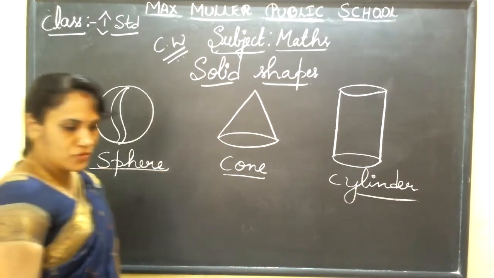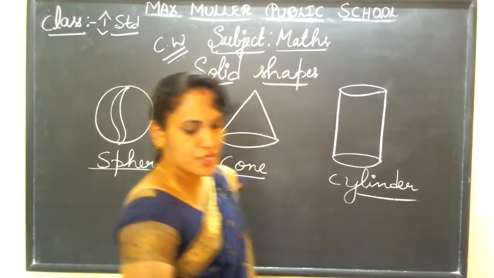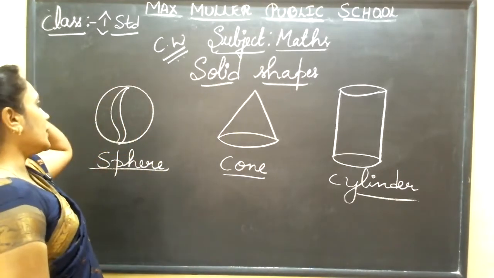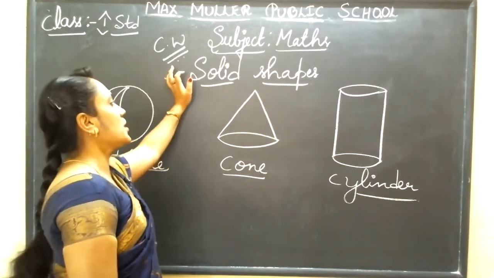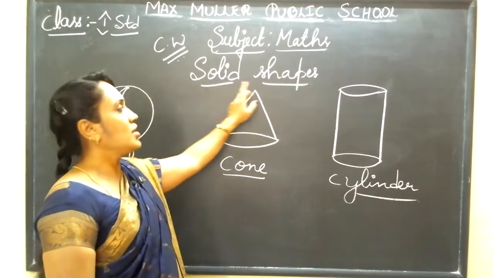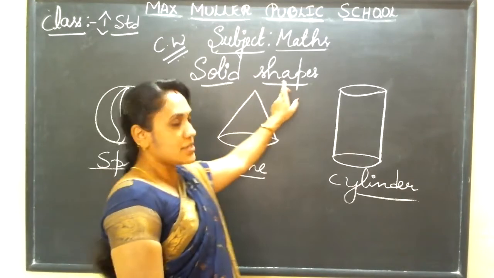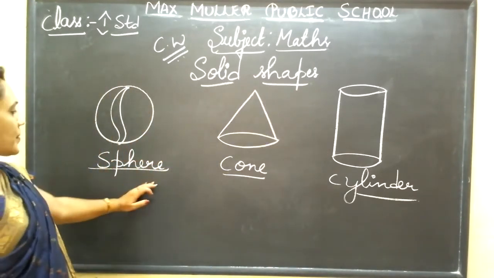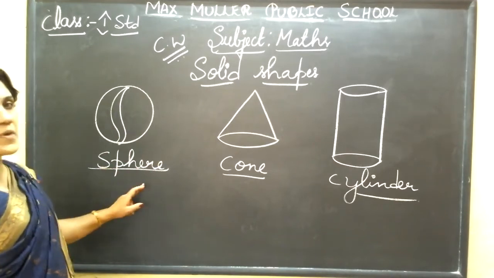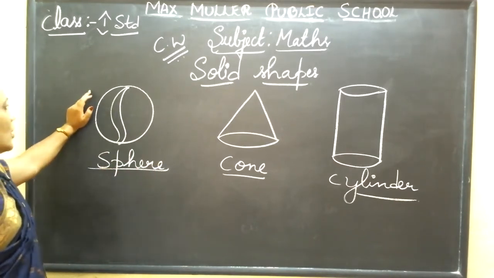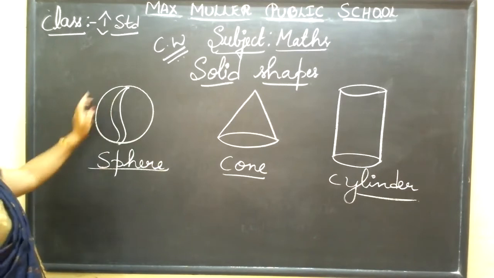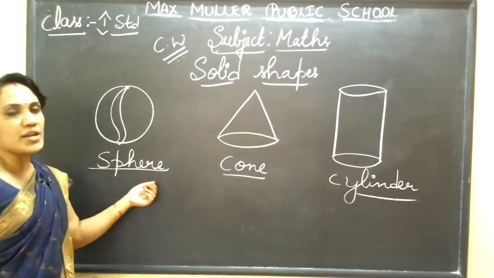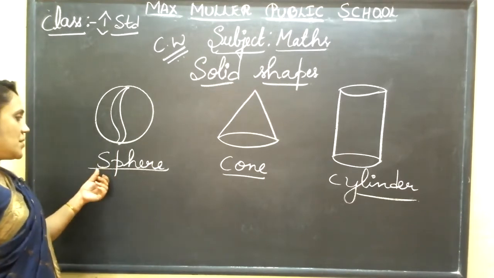Okay. So, how to draw? See carefully. Then draw neatly. First, take out the classwork book, fresh page. Write the heading in the fresh page. Solid shapes. SOLID, solid. SHAPES, shapes. Then what is this? Sphere. S-P-H-E-R-E, sphere. So, how to draw the sphere? Draw a circle first and then the ball like that. Sphere. What is the shape name?